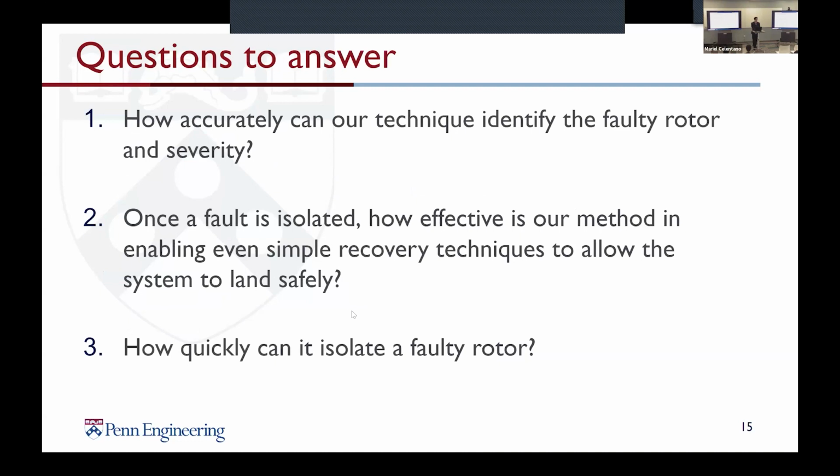And before we evaluate the results, I want to propose 3 questions for myself to answer. The first one is, how accurately can our technique identify the faulty rotor and severity? The second one is, once the fault is isolated, how effective is our method in enabling even simple recovery techniques to allow the system to land safely? And the third one is, how quickly can it isolate a faulty rotor?